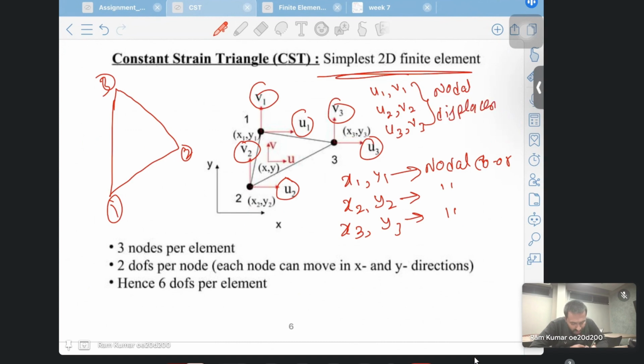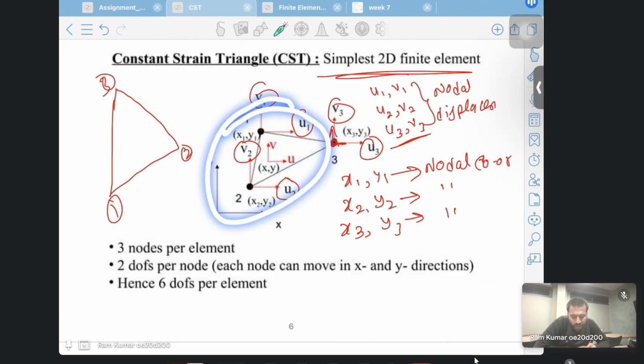So for example, this will move in x and y also. To find this nodal displacement, we are going to use this nodal displacement. Okay, so this element has 3 nodes, and each node has 2 degrees of freedom. So in total, our stiffness size will be 6 by 6, 2 into 3.